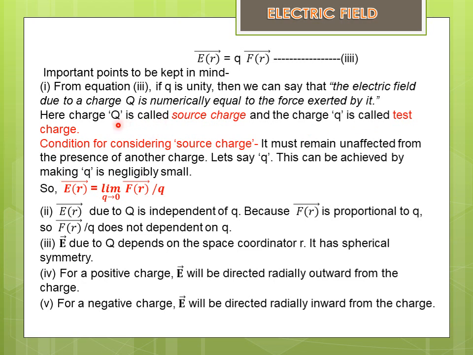Now, how can we say that this one is a test charge? The consideration is that the source charge must remain unaffected by the presence of another charge, let's say q. This can be achieved by making q negligibly small. So mathematically we can write vector E equal to limit q tends to 0 of F by q.